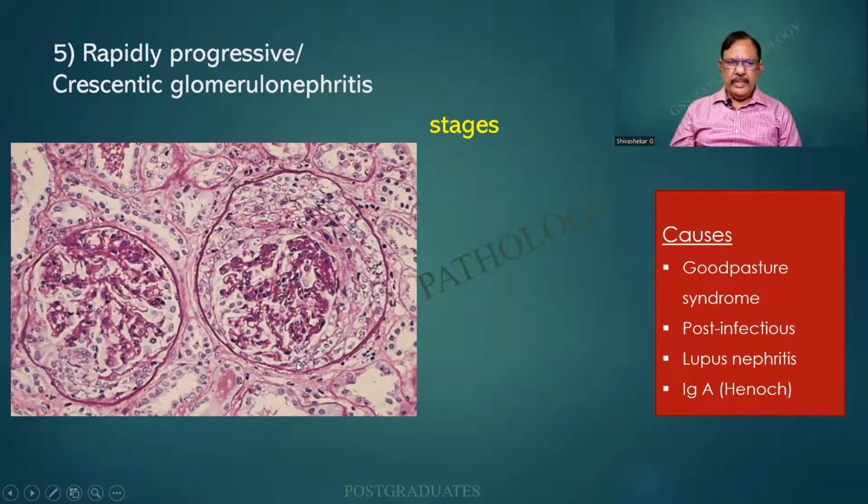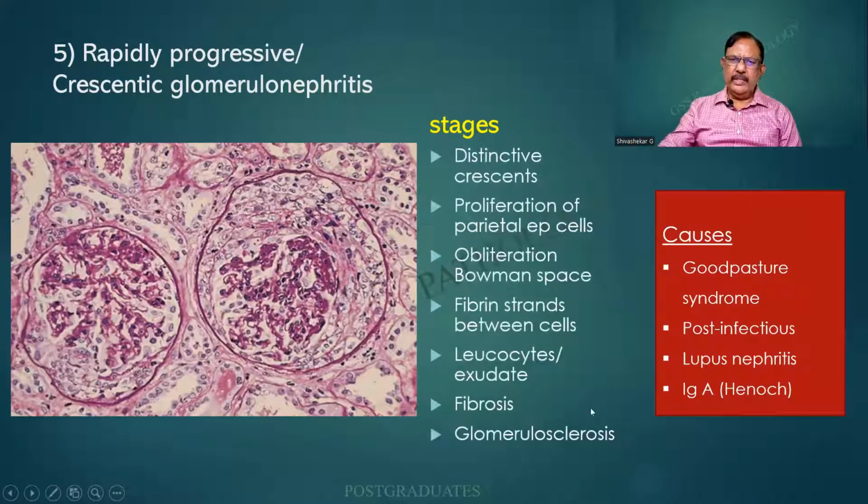There are important things that you'll have to remember. One is multiplication of the cells, or proliferation. Two, there can be deposition of fibrin. Three, there can be complete fibrosis or sclerosis. This can happen in a number of conditions such as Goodpasture syndrome, post-infectious, lupus nephritis, IgA, including Henoch-Schonlein purpura.